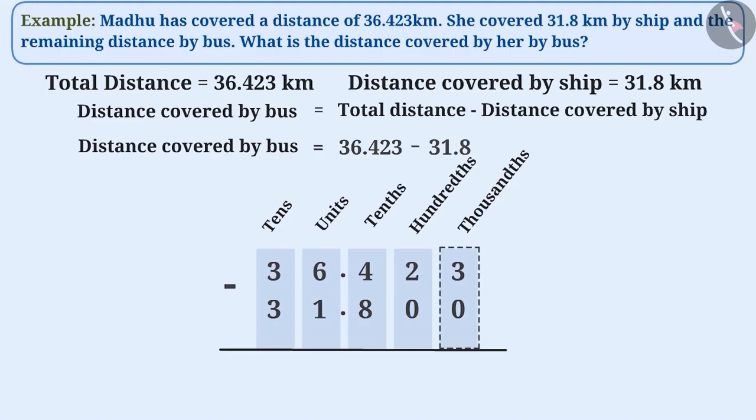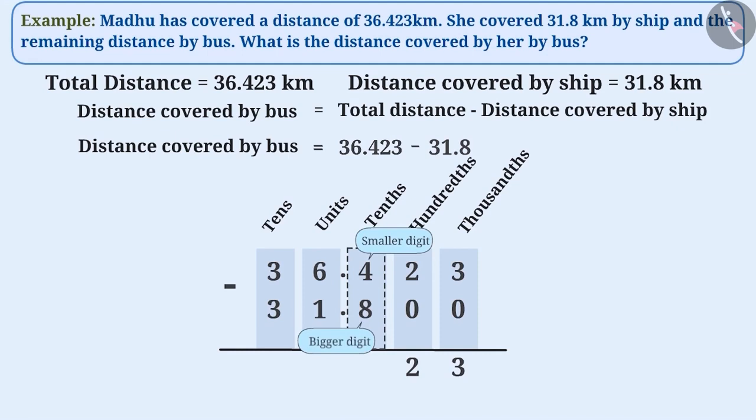By subtracting the digits at thousands place, we get 3 at the thousands place as the result. By subtracting the digits at hundreds place, we get 2 at the hundreds place as the result. We cannot subtract the digits at tens place because the digit in the first row is smaller than the digit in the second row. So, we will borrow 1 from the units place. By doing so, the digit at units place is reduced to 5.